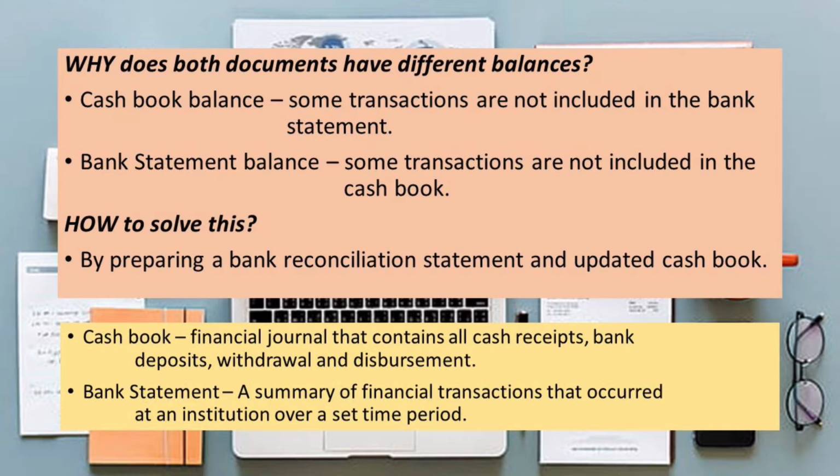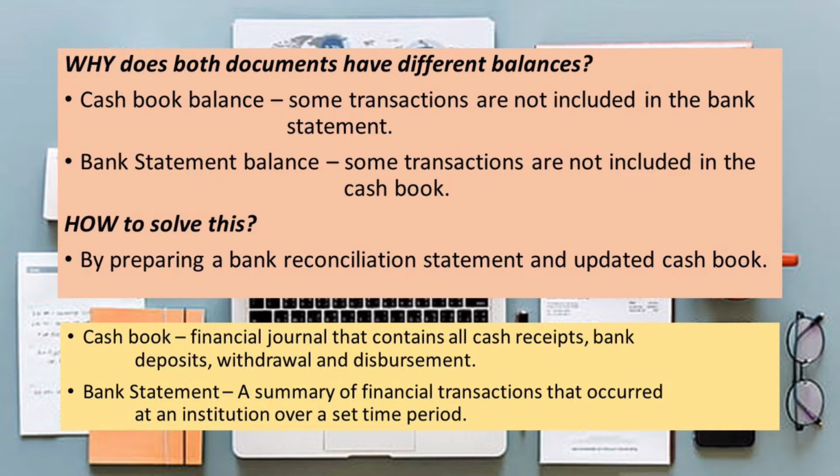Both cash book and bank statement have different balances. As to why they have different balances is because cash book balance consists of some transactions that are not included in the bank balance, while bank statement balance consists of some transactions that are not included in the cash book balance. According to our company's bank statement and cash book, there are a few transactions that are recorded in the cash book but not in the bank statement, and there are also transactions that are recorded in the bank statement but not in the cash book, which results in difference of balances.